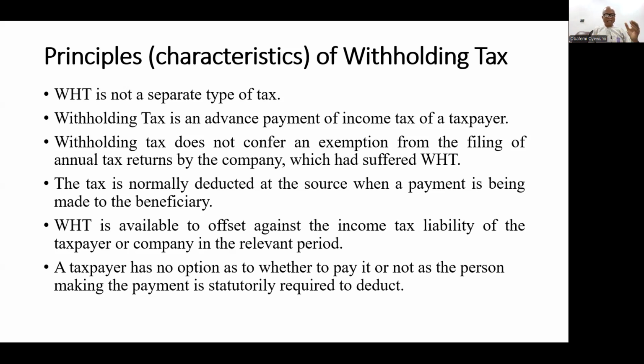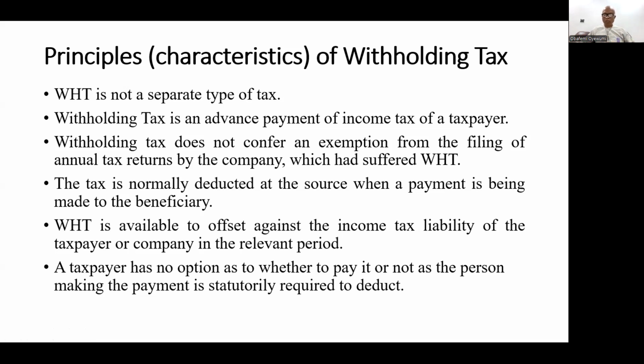So number four, the tax is normally deducted at the source where the payment is being made to the beneficiary. Okay, it's deducted at source. All right, withholding tax is available to offset against the income tax liability of the taxpayer or the company in a relevant period. So it's always available to be used against or to offset against the income tax liability at the end of the relevant period.